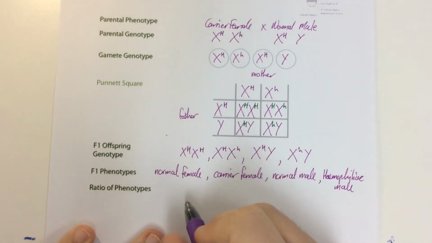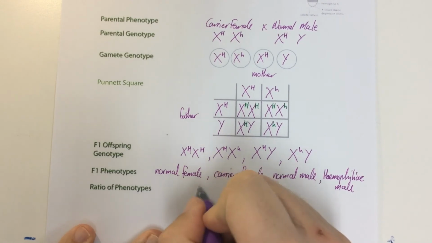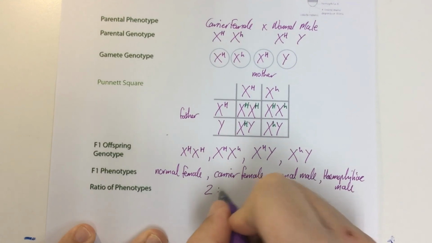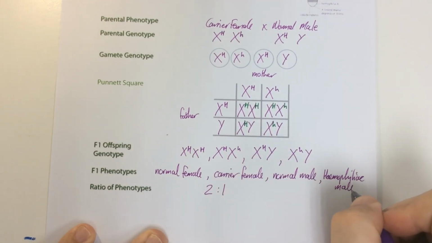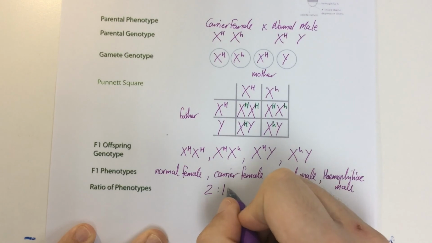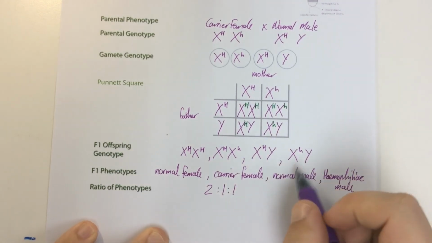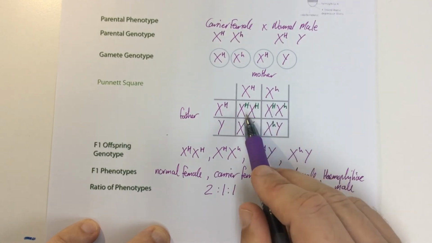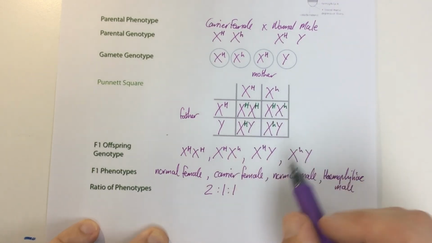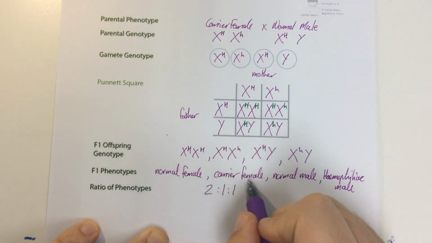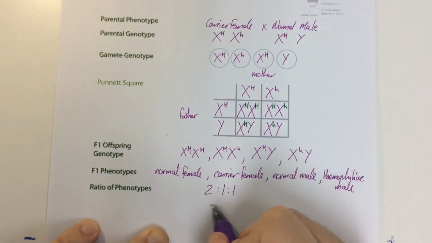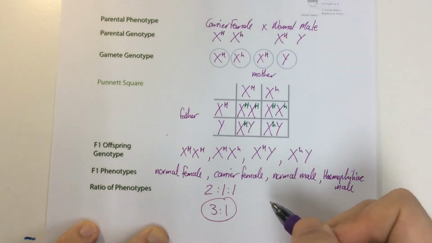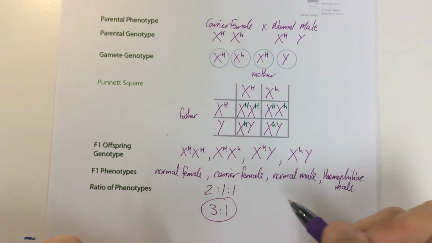Ratio of phenotypes. So we've got normal female 2, normal male 1, hemophiliac male 1. If we look solely at the inheritance of the alleles and the disease hemophilia, then that becomes normal, so that would be 3 to 1, not taking account of the sex determination. So basically a normal monohybrid cross, and that's how it's done.